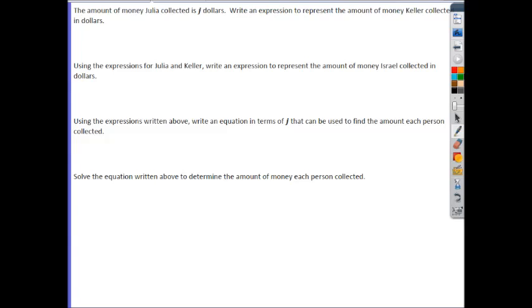The first thing we're going to do is let J equal the amount of money that Julia collected. So if I want to represent Keller's amount of money collected, that would be J plus the $42.50 because he collected $42.50 more. So this would be J plus $42.50. And notice this is an expression, not an equation, because there is no equal sign.